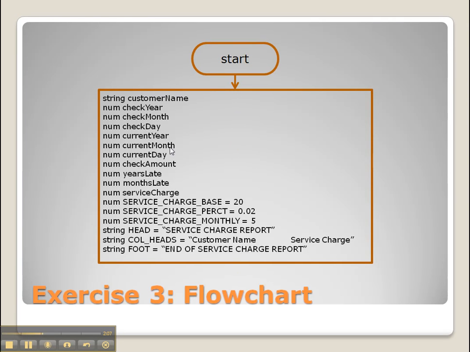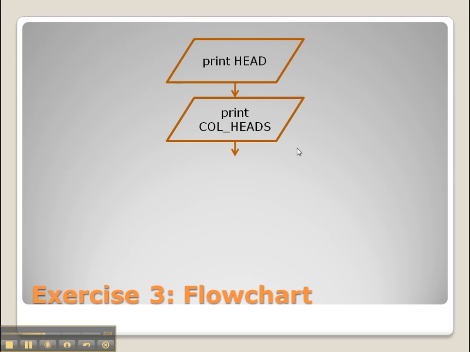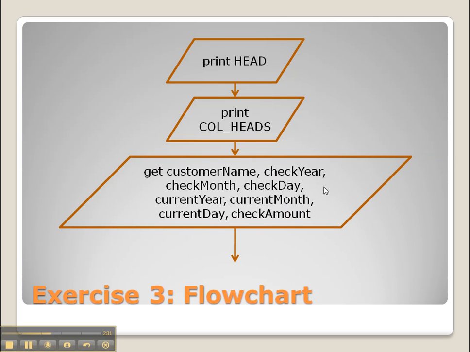After we've defined all our variables, then we're going to flow down to a couple of parallelograms to print our header and then print our column headers. Remember, all the data, all those X's and 9s, those are going to depend on how many checks we have that have to be processed. Okay, so we print the header, print the column headers. The next thing we're going to do is we're going to get the data from the first check.